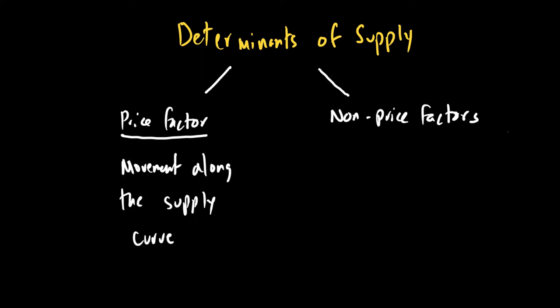Just like demand theory, the price factor will result in what we call a movement along the supply curve. So something like this, any change in price will result in a movement along the supply curve, while the non-price factors will result in what we call a shift of the supply curve.